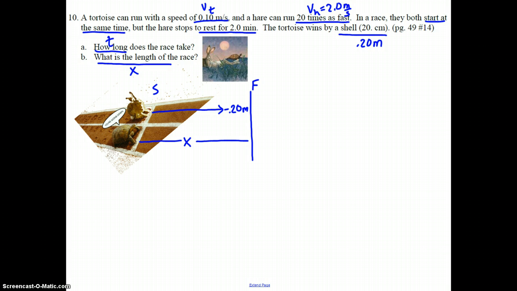So the moment the tortoise crosses the finish line, the hare is 0.20 meters behind him. And so, though it's not to scale, we'll call that 0.20 meters there. This distance then is the distance the hare travels during the time of the race. Okay? So t, as defined up in A there, is the time for the tortoise.